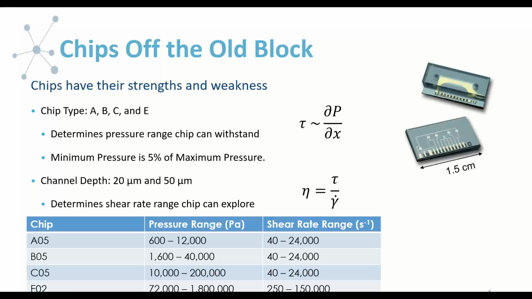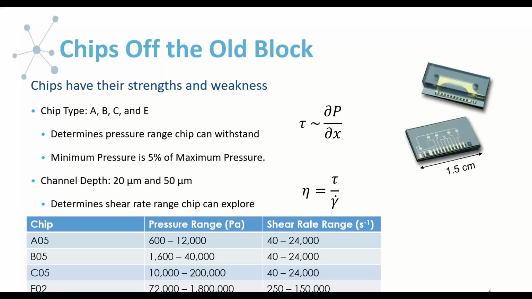But the letter, the A, B, C, and E, corresponds to the pressure range that the chips can withstand. So A chips are the lowest pressure chip, E chips are the highest pressure chip, and B and C are along the middle. B chips are closer to A chips. C chips overlap with both the B chips and the E chips, and so on. The letter corresponds to the maximum pressure that the chip can withstand, and the minimum pressure of all our chips is 5% of the maximum pressure.